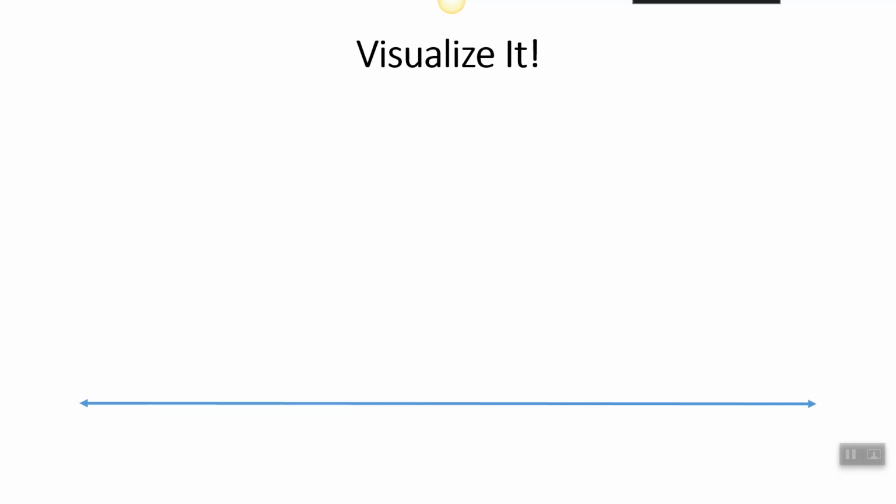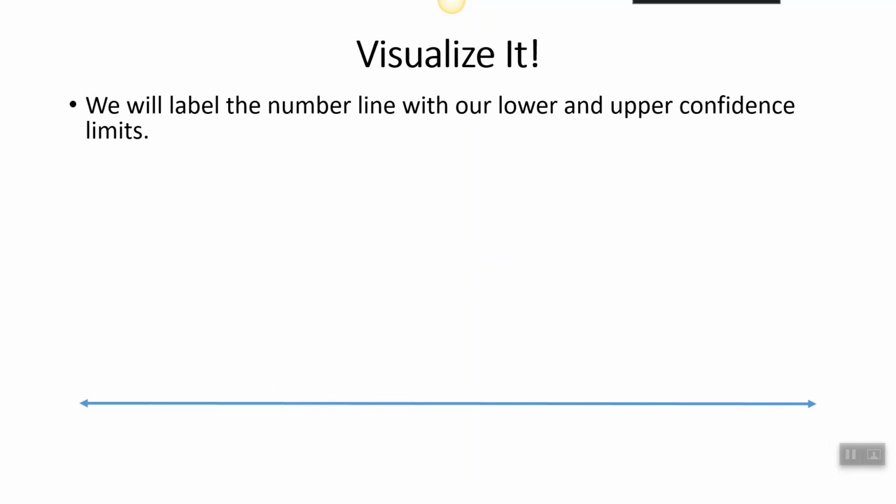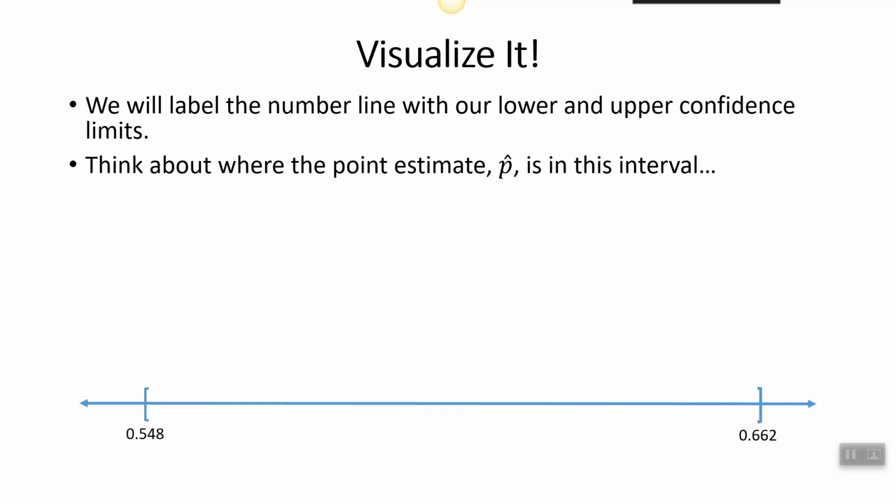So I ask students to visualize this. It's a good way to sort of wrap your mind around this. So here's a number line, and we're going to label our number line with our lower and upper confidence limits. There they are. They're on the number line. And I want you to think about, just for a minute, after having created a few confidence intervals already, where is the point estimate in this interval? Where is p hat traditionally? Well, if you were thinking the middle, you're correct.